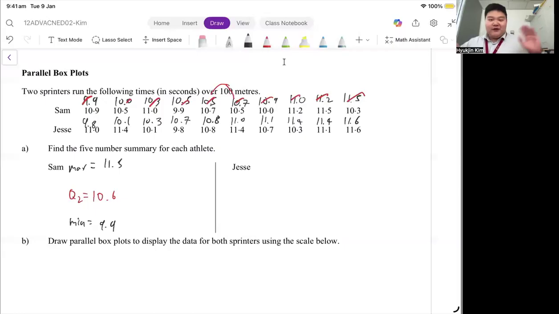And at this point, once we have done the median, this actually gets a little bit easier depending on the data. We have gotten rid of the middle one. Now, the first half, we look for the middle, which happens to be 10.3. This is Q1. In the second half, the middle is 11.